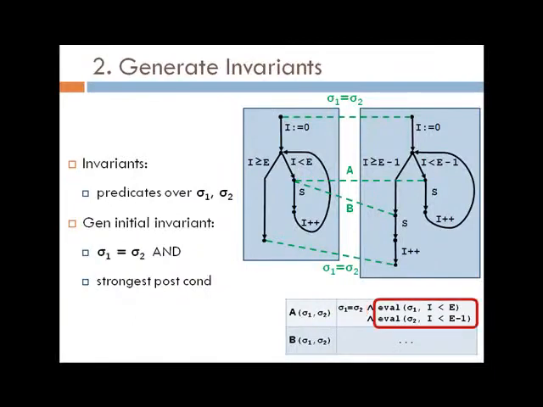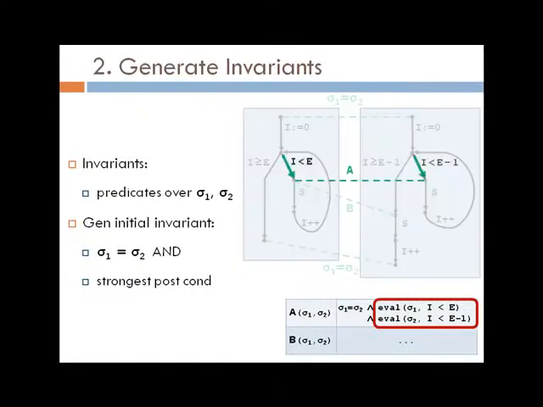The strongest postcondition for this case simply states that I less than E evaluates to true in the left state, and that I less than E minus 1 evaluates to true in the right state. We get this by looking at A and the paths from the nearest branch that lead to A. In particular, the left program has just taken a branch requiring that I be less than E, and the right program has just taken a branch requiring that I be less than E minus 1.